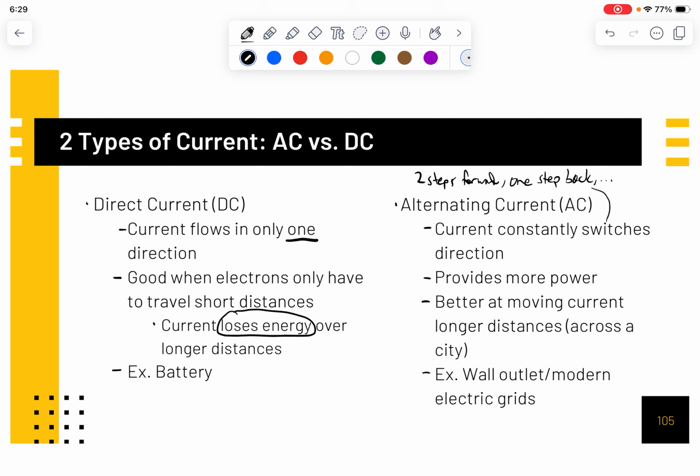So this is something that lets us move much greater amounts of energy, a lot greater amount of current here. And this is good for moving over a bigger distance.